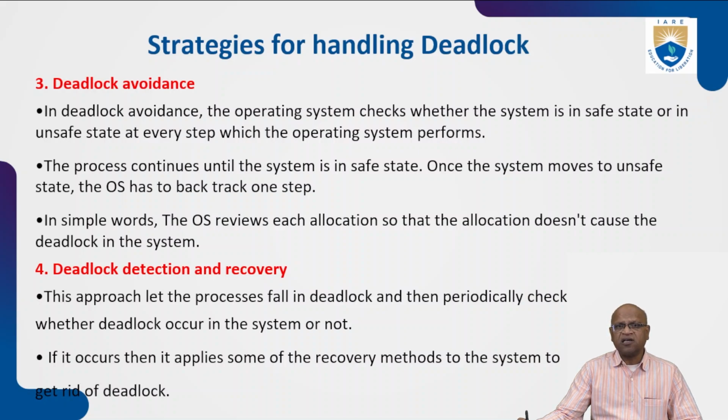Deadlock detection and recovery. In this approach, we let the processes fall into the deadlock, then periodically check whether the deadlock occurs in the system or not. If it occurs, then it applies some recovery methods to the system to get rid of the deadlock. So whenever a deadlock is going to occur, the operating system will automatically check it and try to avoid the deadlock. That is called deadlock avoidance, and then deadlock detection and recovery.